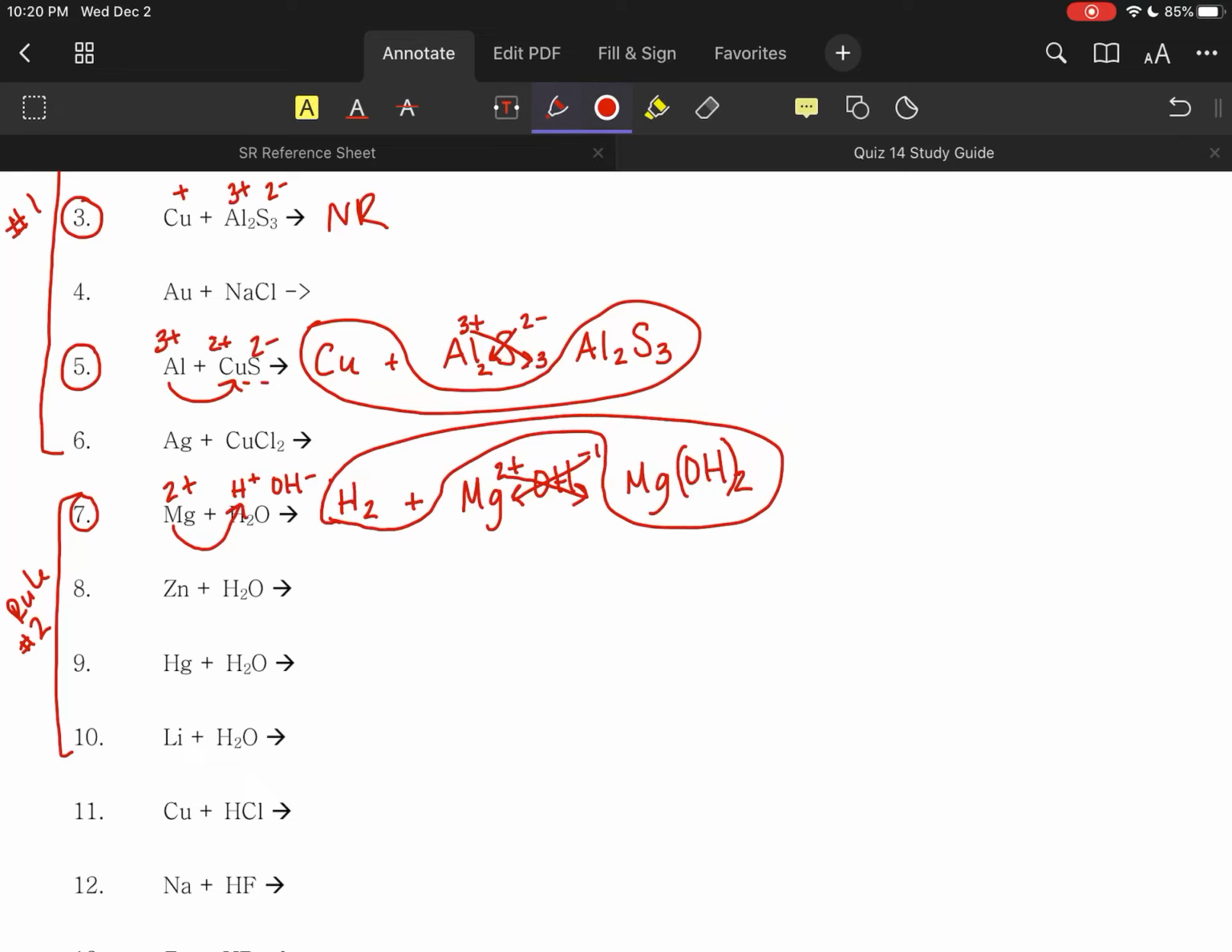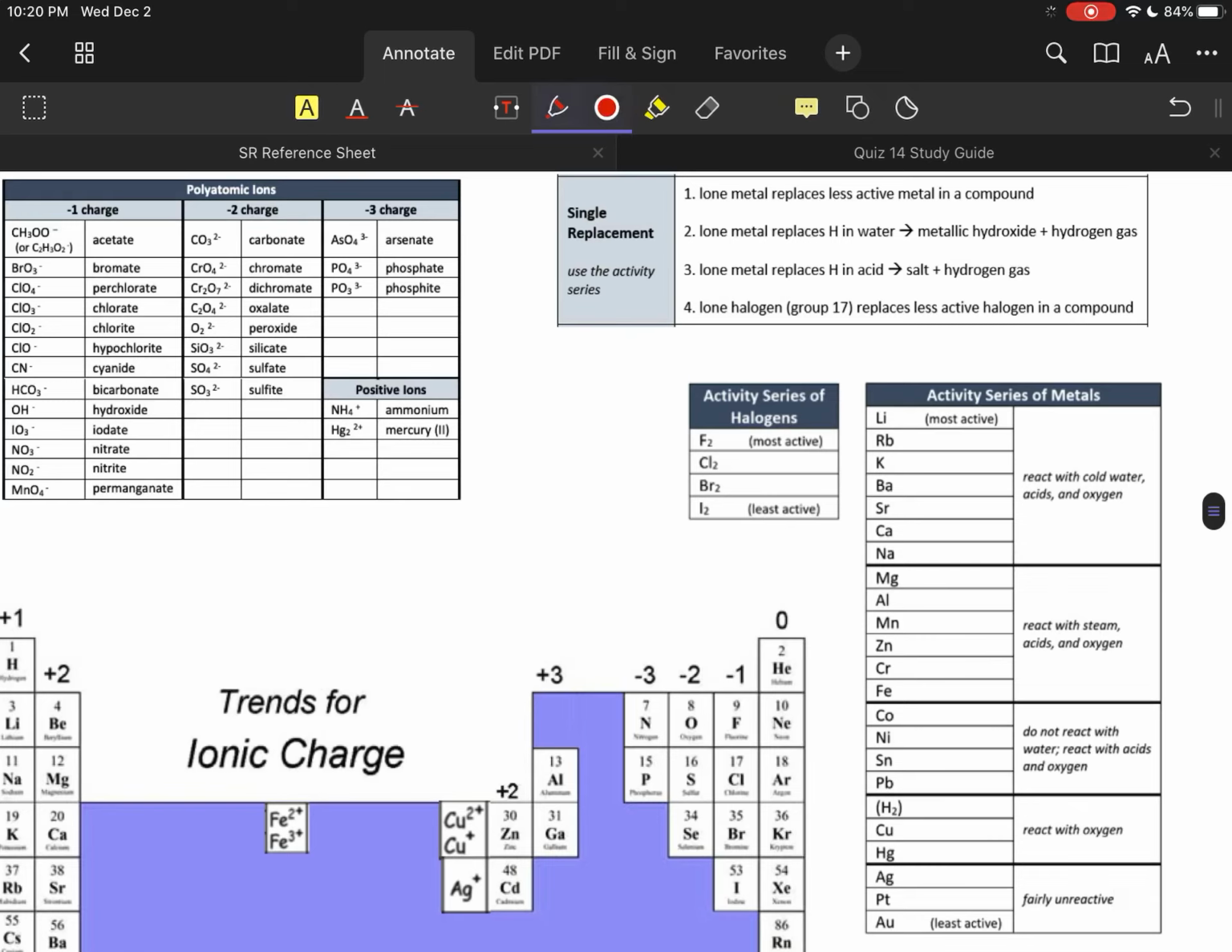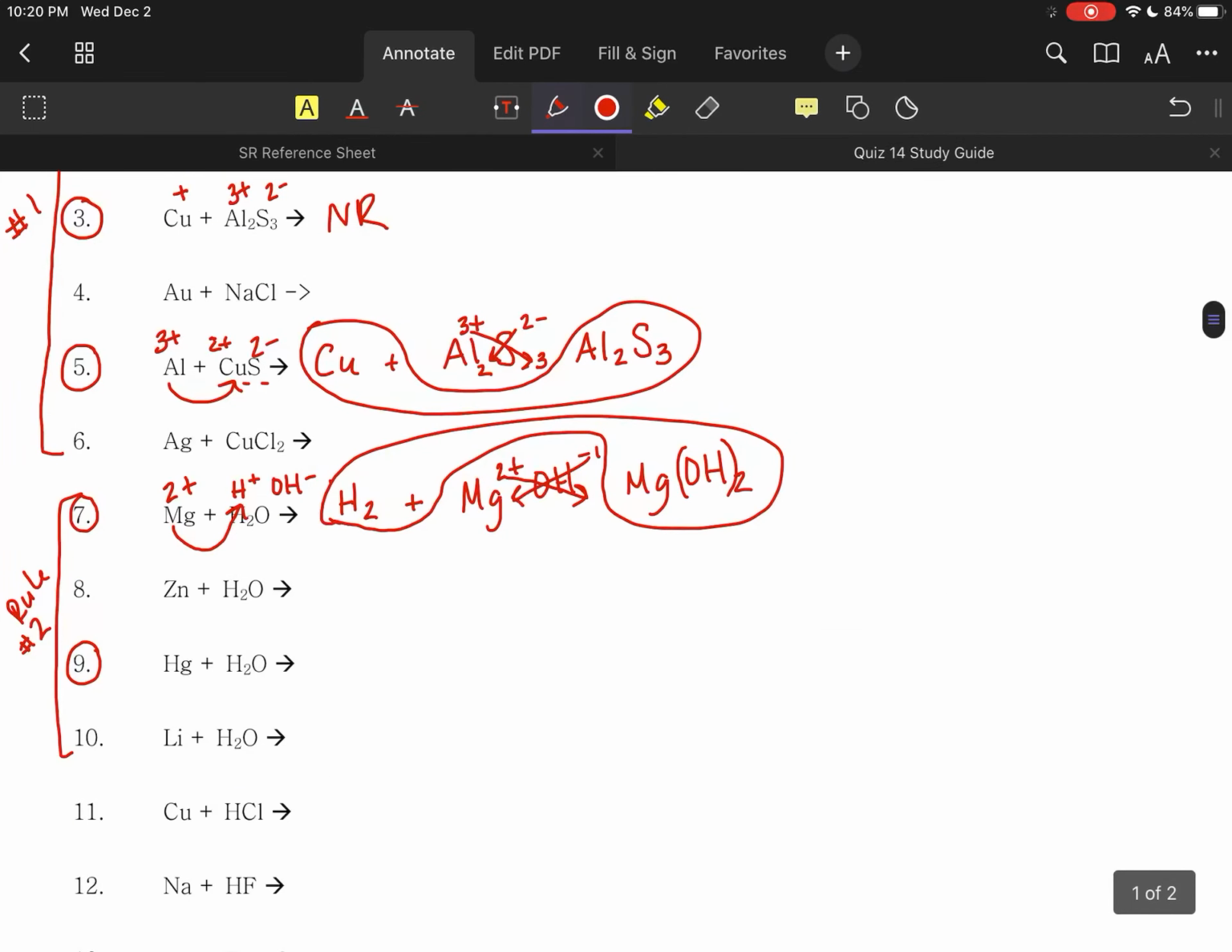Let's look at one more. Number 9. So if I look at my reference sheet, I'll notice that mercury, Hg, is down here. Notice how it doesn't say it reacts with water, and it's below the hydrogen. So this is going to be a no reaction because mercury is not reactive with water.